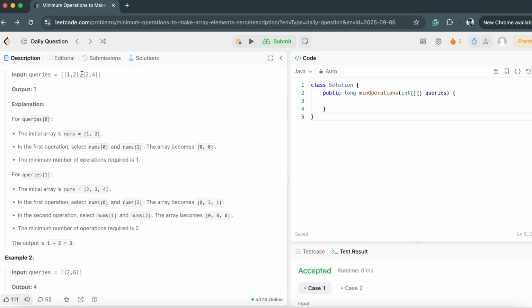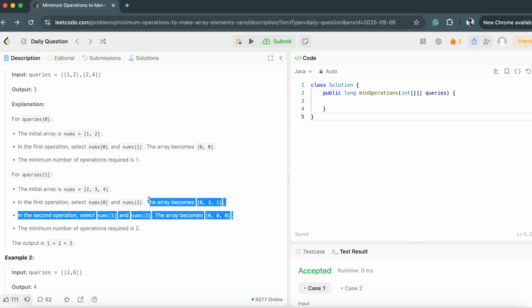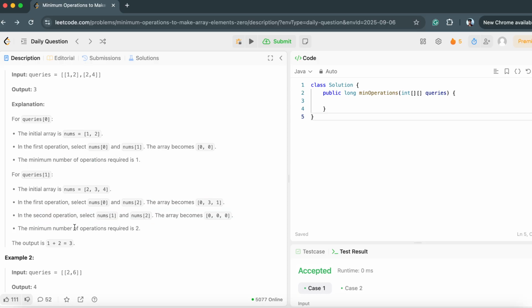Okay, next is the second query that we have, query 1. Here the range is 2 to 4, so nums becomes 2 3 4. In the first operation we can pick the 0th element and the second element of this nums array, and when we divide them by 4, 2 divided by 4 is going to be 0, 4 divided by 4 is going to be 1. Next we can pick this 3 and 1 in the second operation, and again when we divide them by 4, the entire array becomes 0. Here it required two operations. So in total, previously it required one operation, here two operations, so total three operations we require to make elements 0. Okay, I guess the question is pretty much clear.